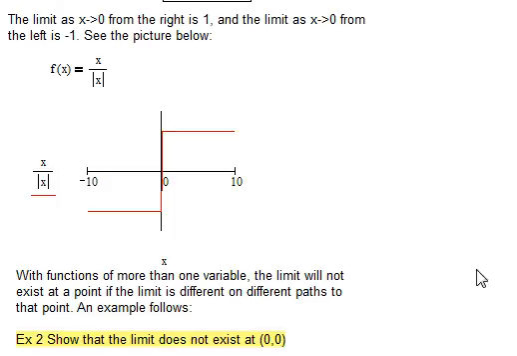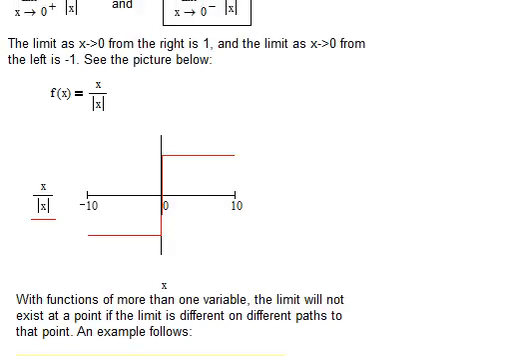With functions of more than one variable, the limit will not exist at a point if the limit is different on different paths to that point. And we'll look at an example in the next video.